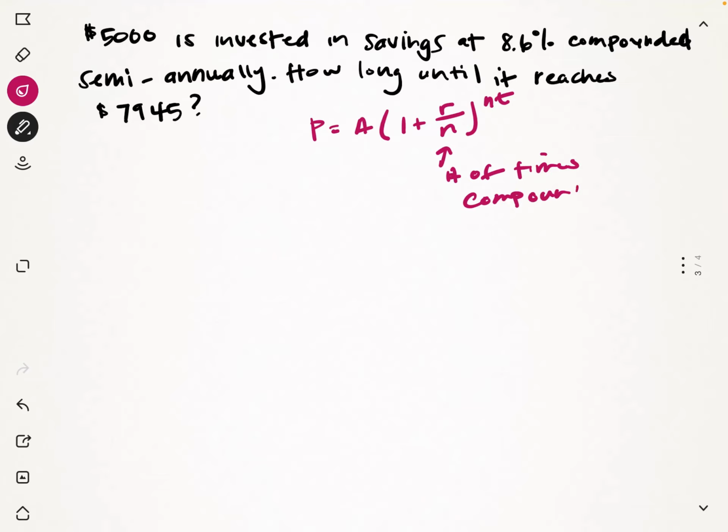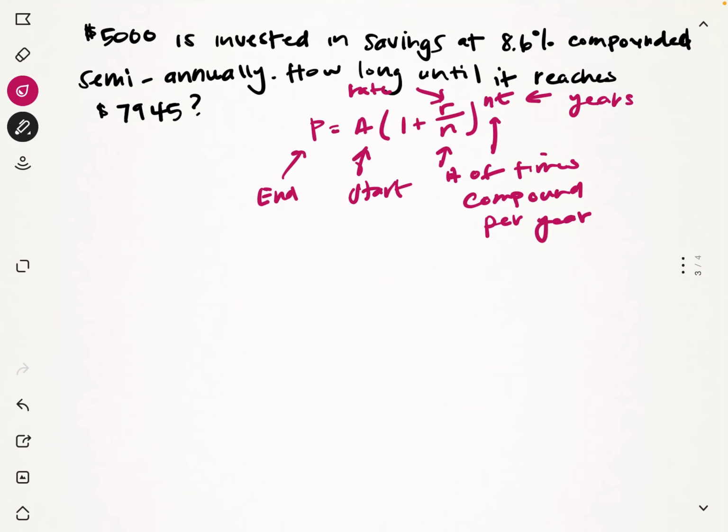compound per year. A is the starting value. P is the ending value. And then t is the number of years.